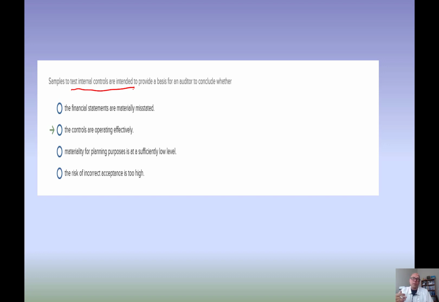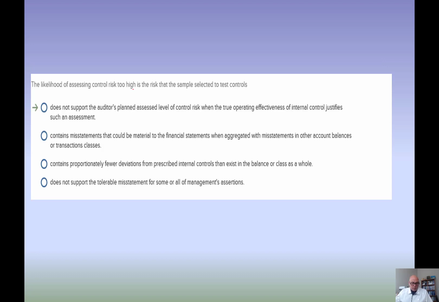And we're going to be using sampling to help us test that operating effectiveness. And we're literally going to be able to say how confident we are in our conclusions regarding that operating effectiveness. We can quantify that if we use statistical sampling, and that's what we're going to be talking about. And you'll see how we'll apply the numbers here in a little while, okay? Take a look at the next one.